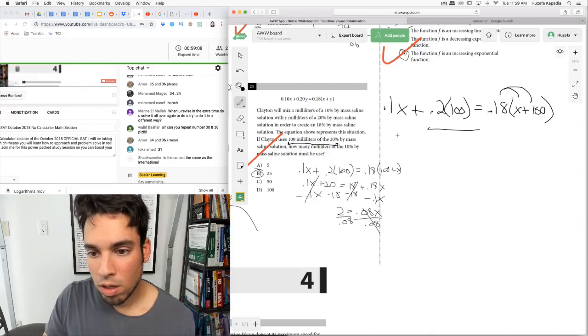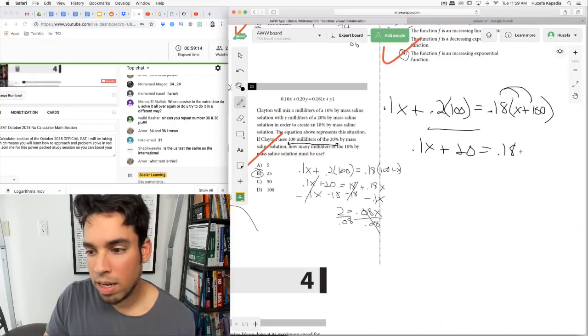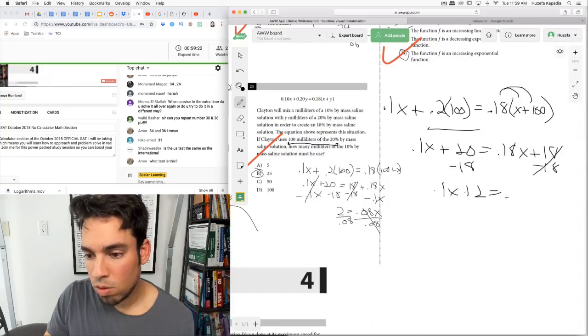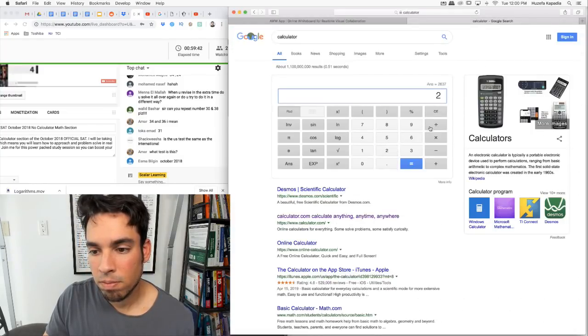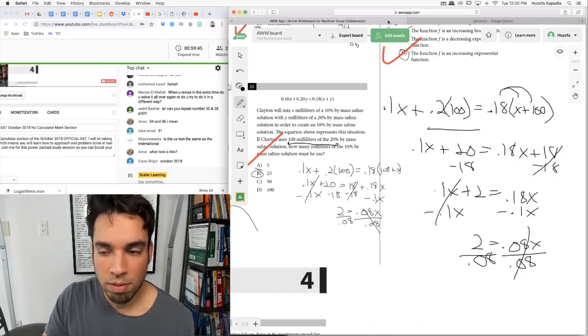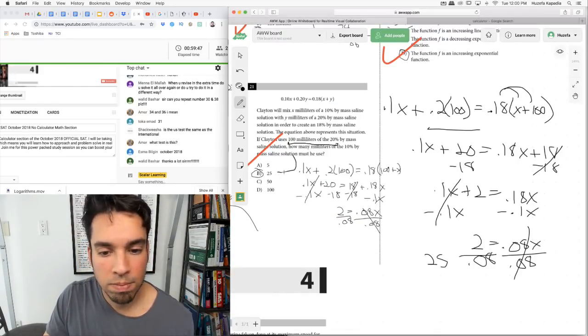Distribute. 0.1x plus 20. 0.2 times 100 is 20. Equals 0.18x plus 18. 0.1x plus 2. Plus 2 equals 0.18x. Subtract 0.1x. Subtract 0.1x. 2 equals 0.08x, and then we divide by 0.08. And what is that? 25. And that's what we got here.